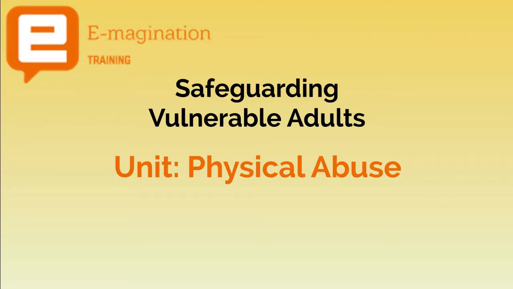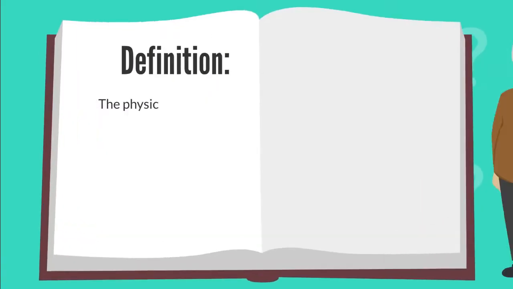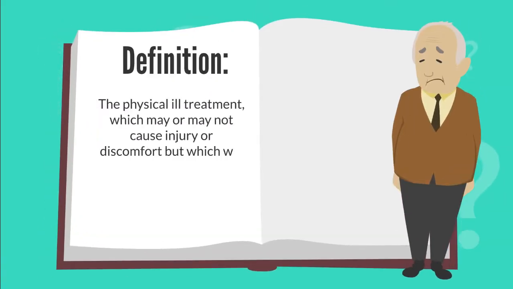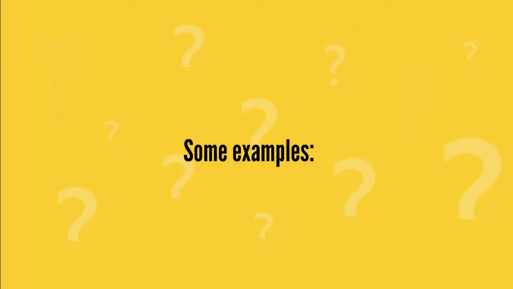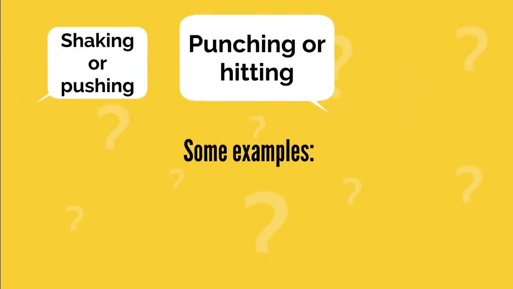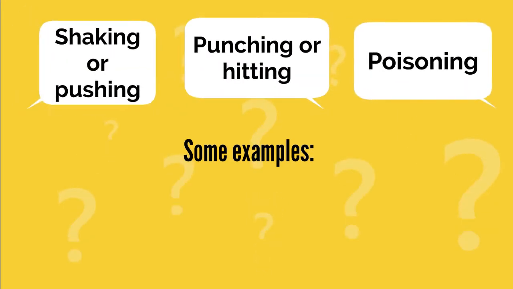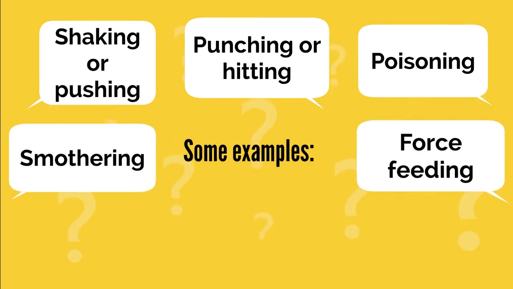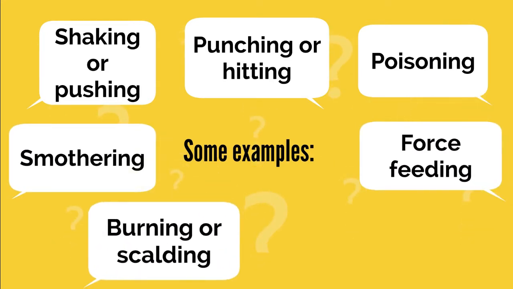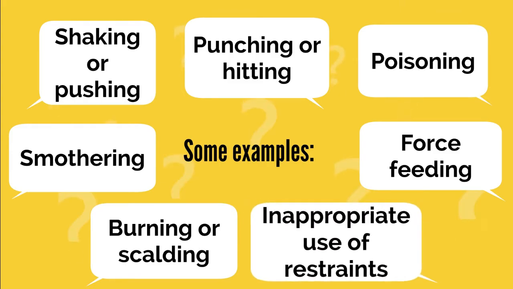We will now look at physical abuse. The definition is the physical ill treatment which may or may not cause injury or discomfort, but which will harm or damage the health, emotions, well-being or development of the vulnerable adult. Examples of this are punching or hitting, shaking or pushing, poisoning, smothering, force-feeding, burning or scalding, and inappropriate use of restraints.